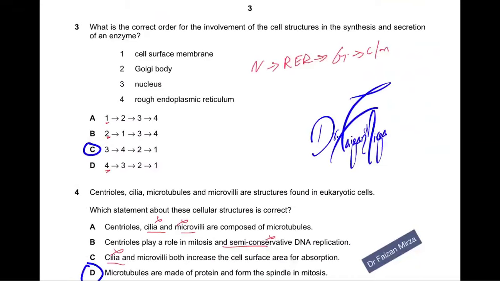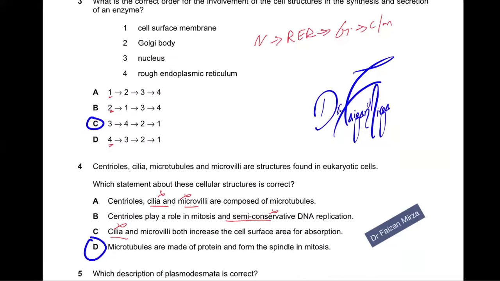What is the correct order of involvement of cell structures in synthesis and secretion of an enzyme? The organelles and cell structures are shown to you. We know the nucleus should come first, then the RER, then the Golgi, and then the cell surface membrane. Using this order, only option C is correct.